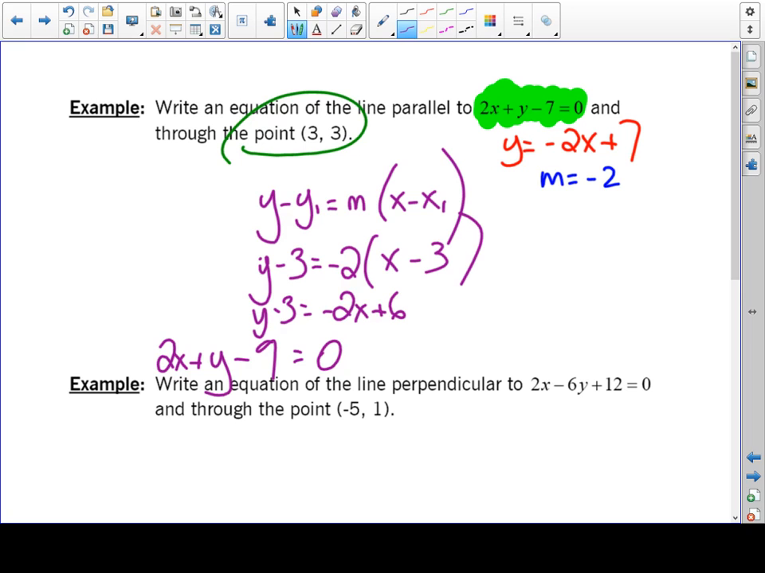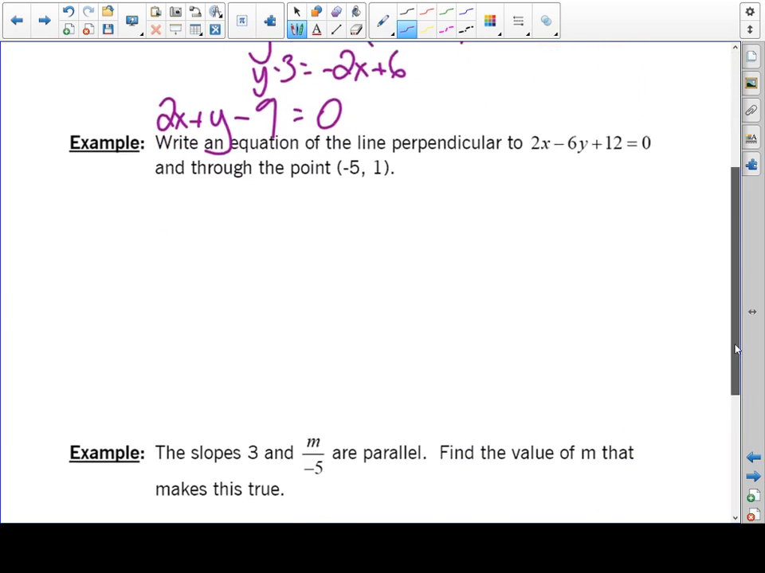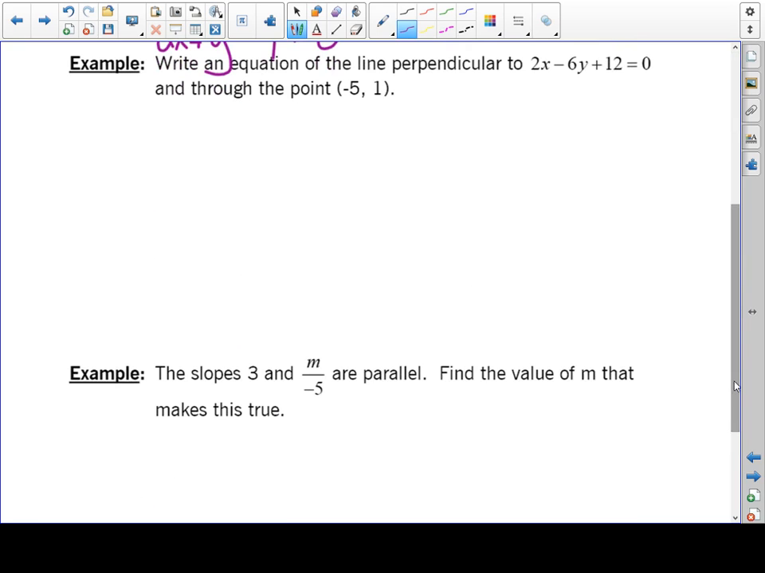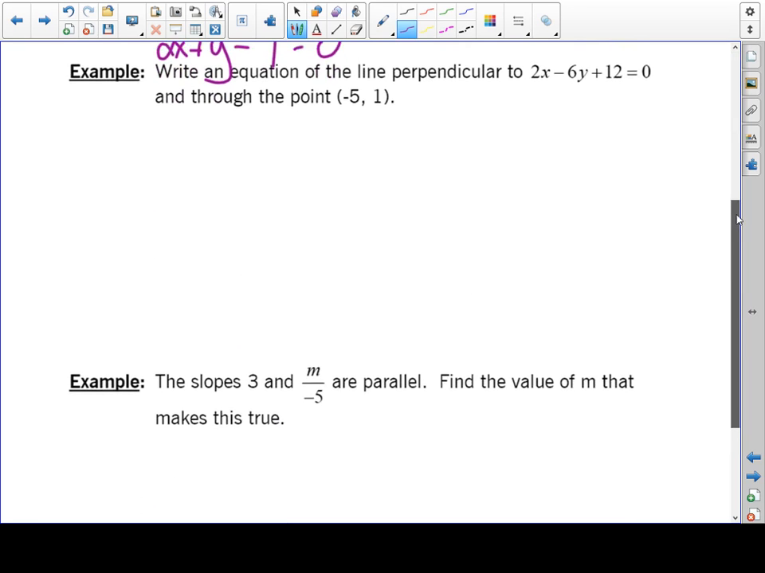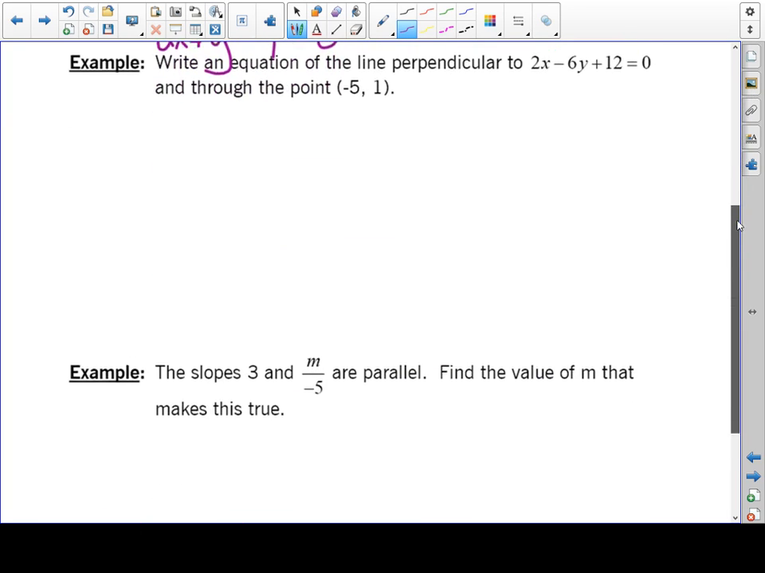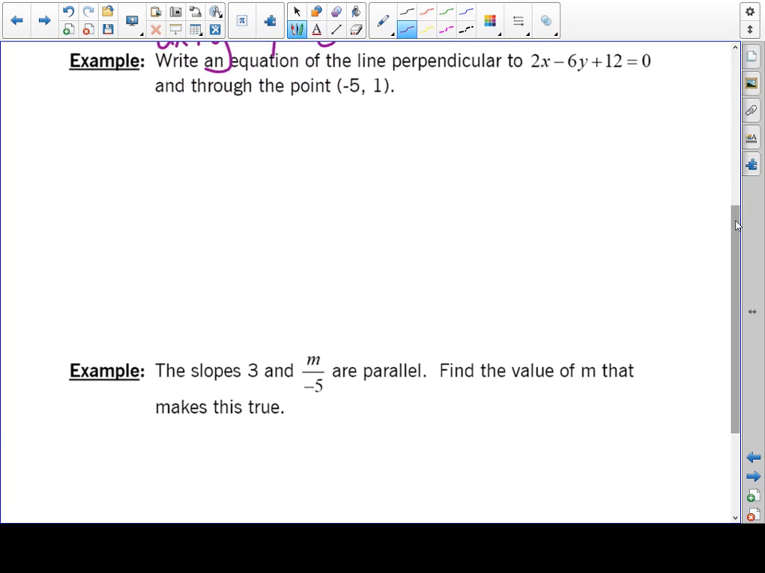Next question. Write an equation of the line perpendicular to 2x minus 6y plus 12 equals 0, and through the point negative 5, 1. So again, we get a point, and we have to find the slope. But our slope this time is perpendicular to this line. So we have to find the slope of that line, and then find the slope that would be perpendicular to that.